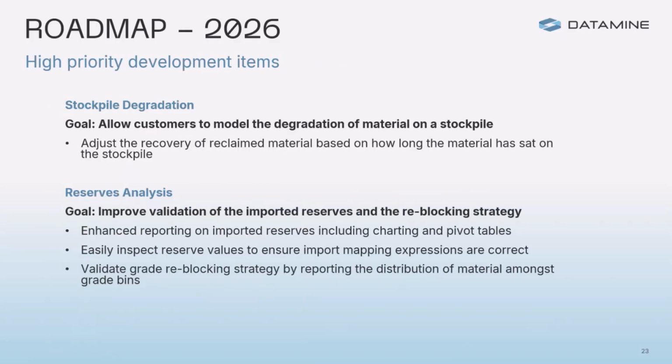We're going to be adding in some other features, obviously, not just for usability. We're going to be working on stockpile degradation. So when you put material on a stockpile, you'll be able to describe what happens to the qualities of that material over time, because obviously your grades alter if you leave the material sitting there exposed and it oxidizes over a number of years, for example.